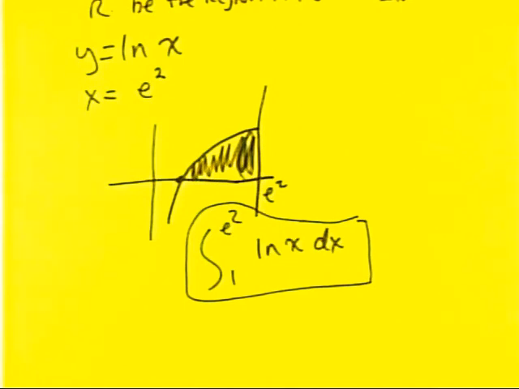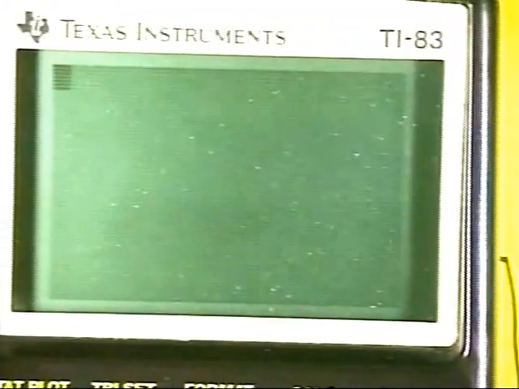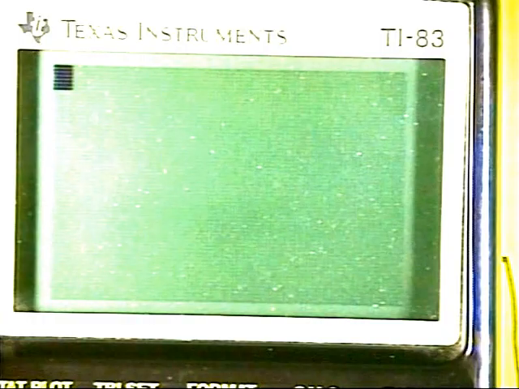The 83. You have an 83? Help me out here. I want to be able to do this on the TI-83, because there's no way they're going to ask you how to do this integral on the AB exam, because we don't know how to do it. So how would I get that integral on the 83?